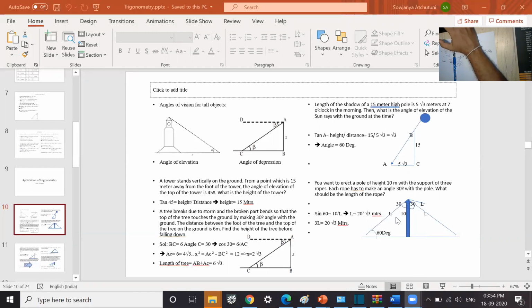So what is the length of the rope? It is given that it makes an angle 30 with the pole. So this is with the pole, it's making a 30 degree. That means here, it is making 60 degree. So what is the length?